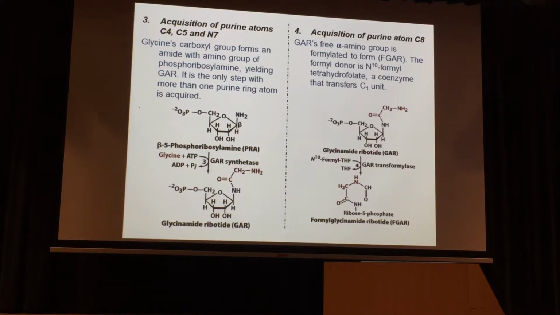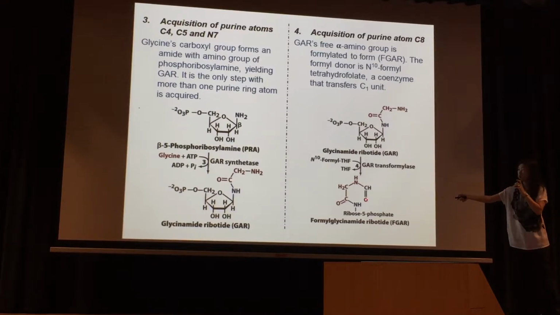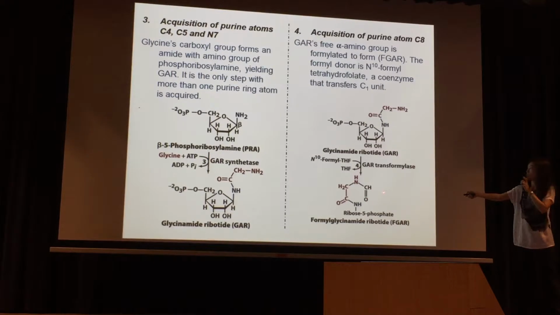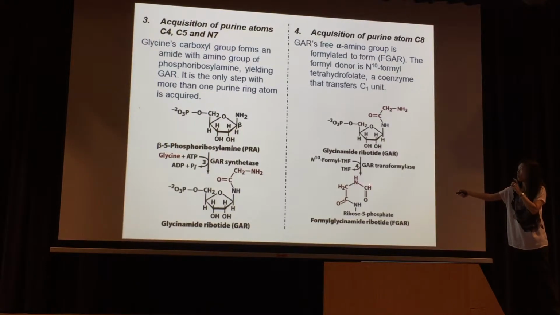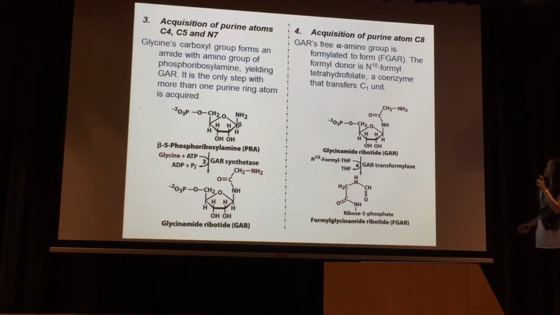So glycinamide ribotide, you just add an F: formyl glycinamide ribotide. And in the end, you have a CHO, an aldehyde group. Because the R is an H, therefore it's called a formyl. Formyl. And the reaction looks like that.